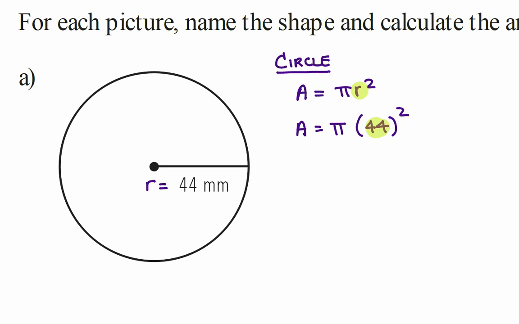Do not forget that if you've got a squared here, you need to still have a squared here, right? You don't move it to the pi. You don't drop it or forget about it. You need to still have that there, because what that really means is area equals pi times 44 times 44. So in your calculators, you'd find your pi button, you'd find your 44, and then you'd find your x squared button. So what is our answer for this one?